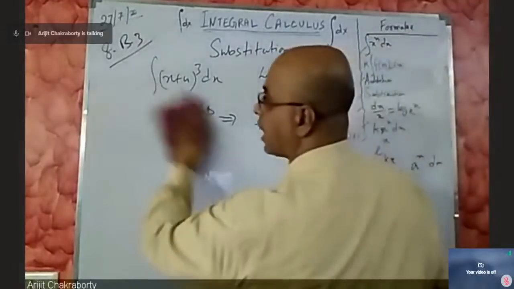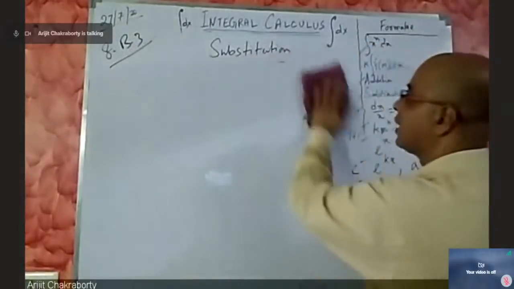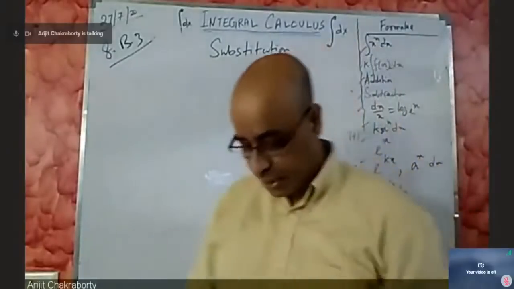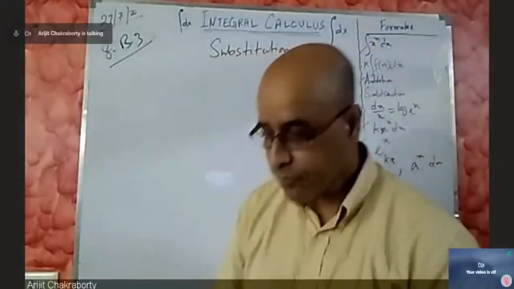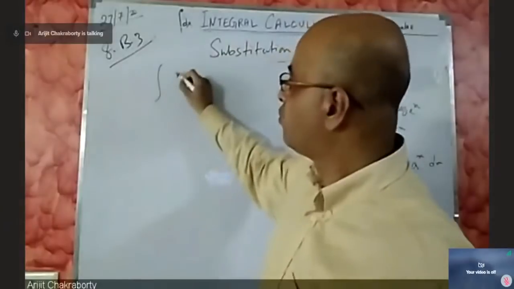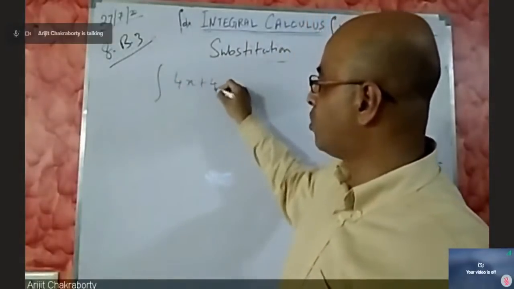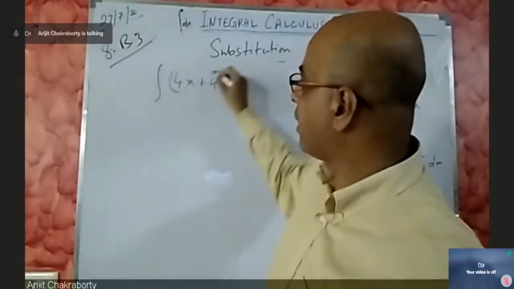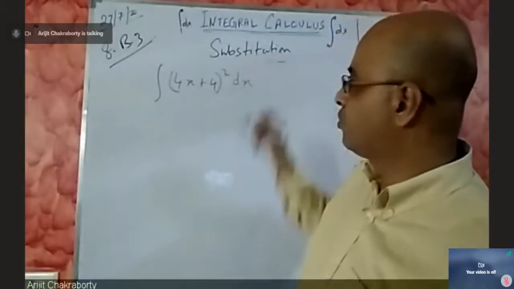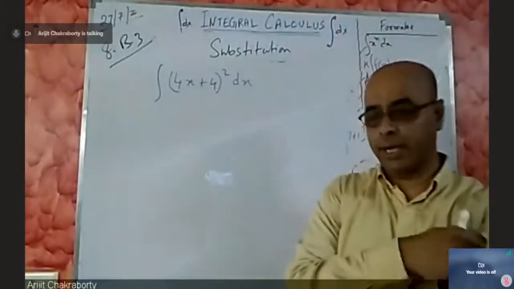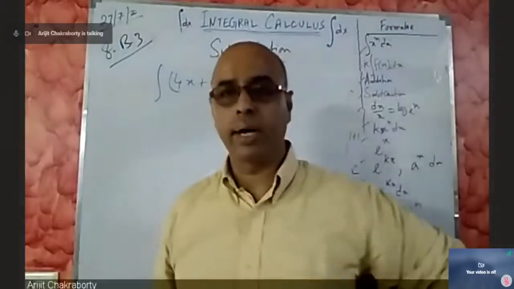Okay. Now I proceed to the next example, and I would request you to note it down and please practice along with me. And the example is (4x plus 4) whole square dx. (4x plus 4) whole square dx.